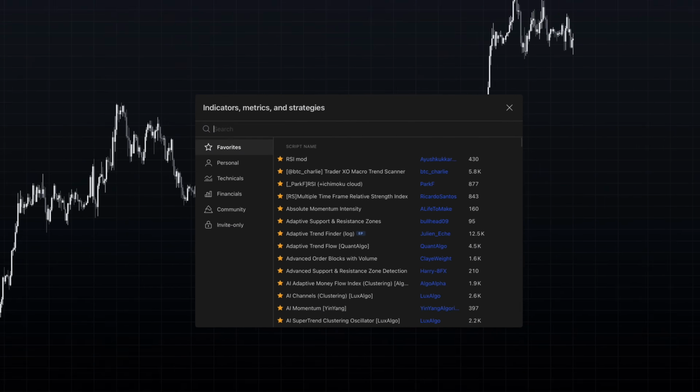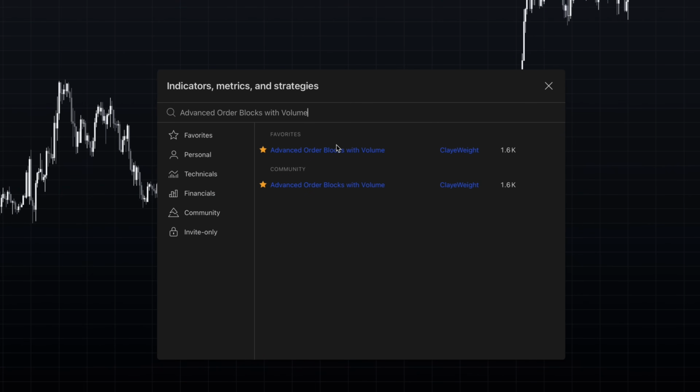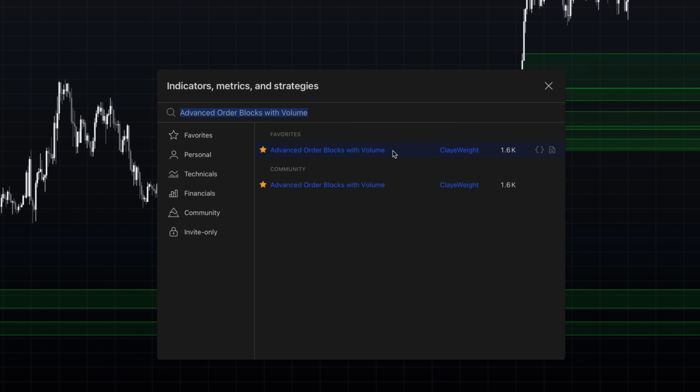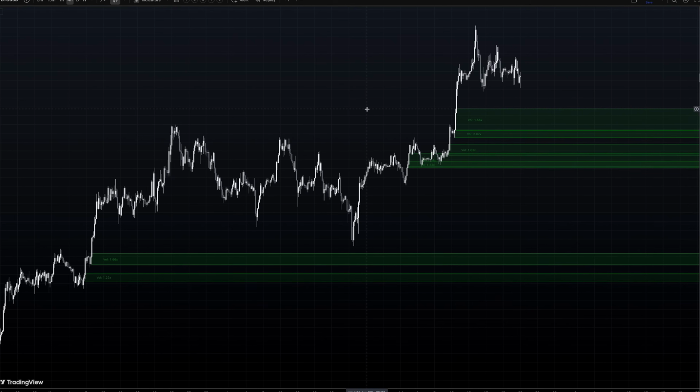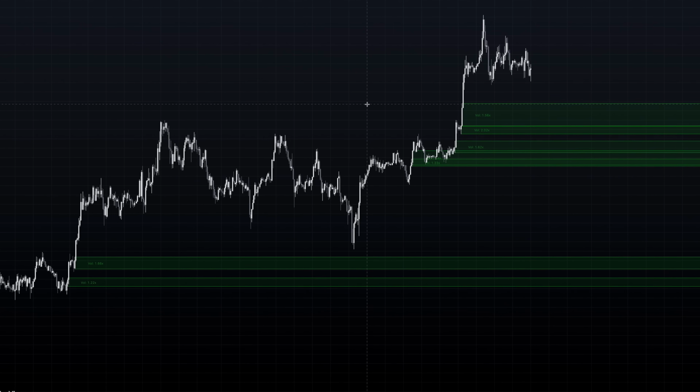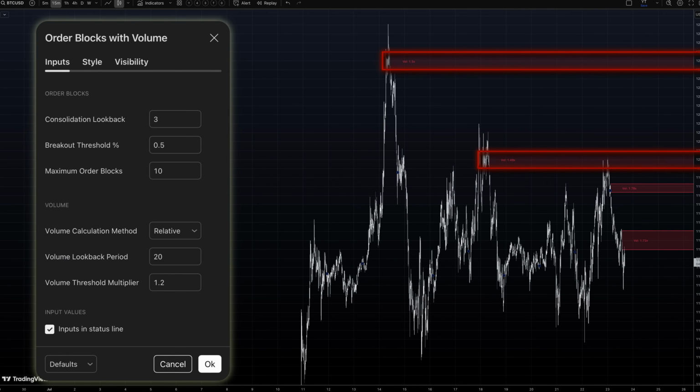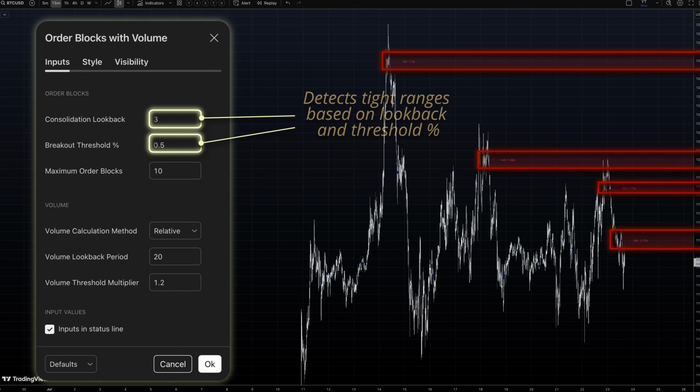Order blocks with volume. Created by Clay Waite, this Pine script indicator identifies order blocks through consolidation pattern recognition combined with volume analysis confirmation. The indicator operates by first identifying consolidation phases, where both high and low ranges remain within a threshold percentage of their average range over a look-back period.